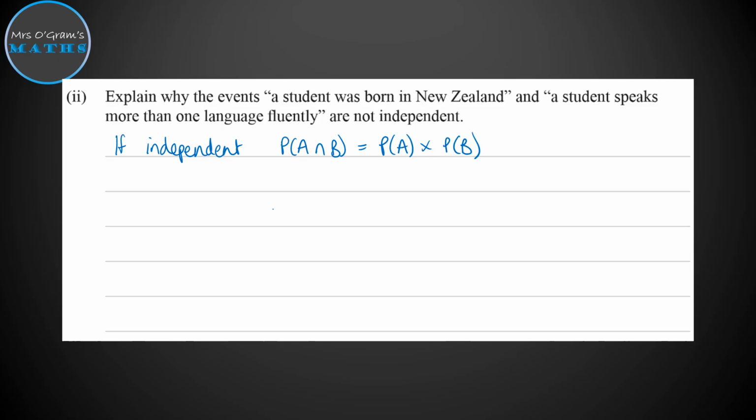Okay, so the test for independence is that if you found the probability of one event and the probability of the other and multiplied them together, that would be the same as if you found the probability of both those things happening together. Okay, so we're going to test that out.